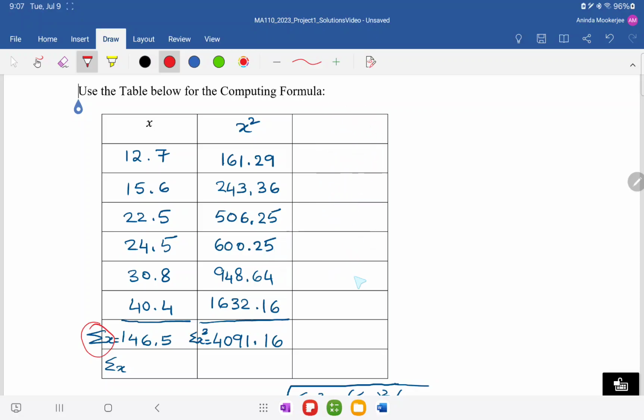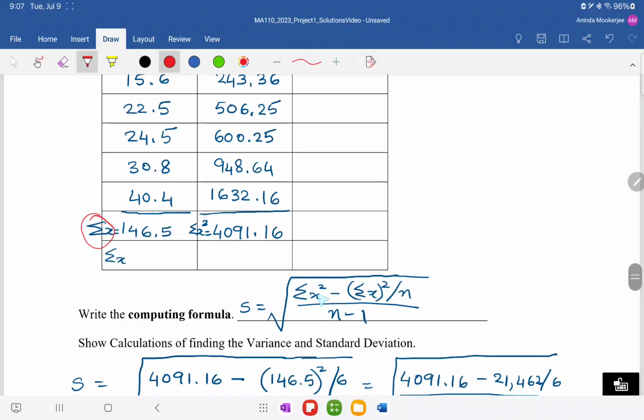If you recall, we squared all the deviations and then we summed it up. Here, just two steps: sum up all your x values, square all your x values, then sum it up, and now we are ready to apply these values into the formula.